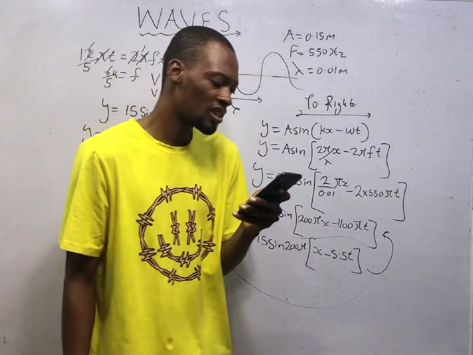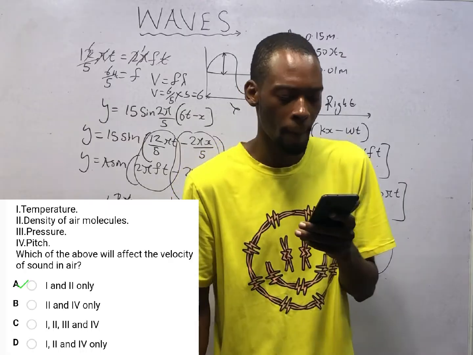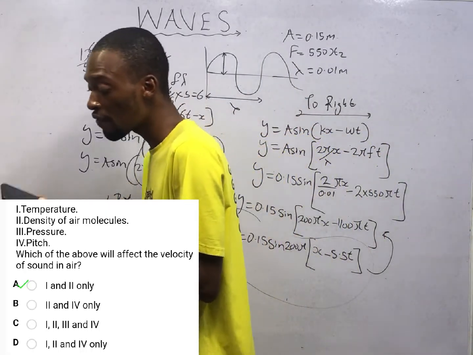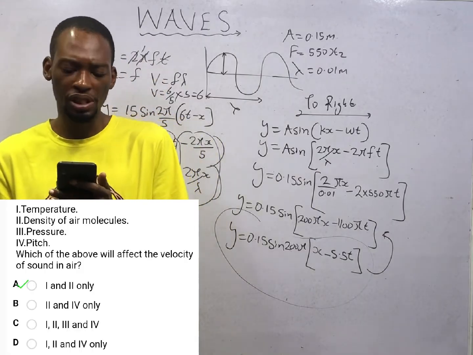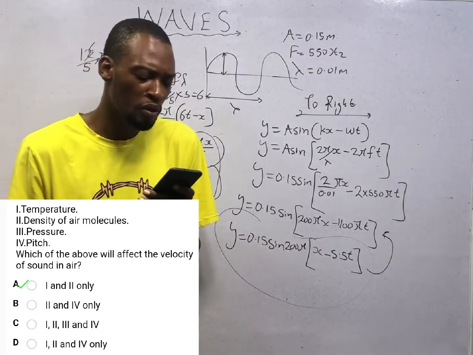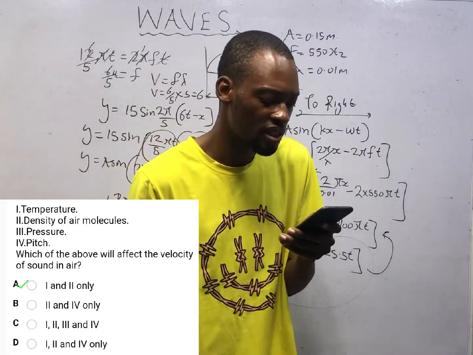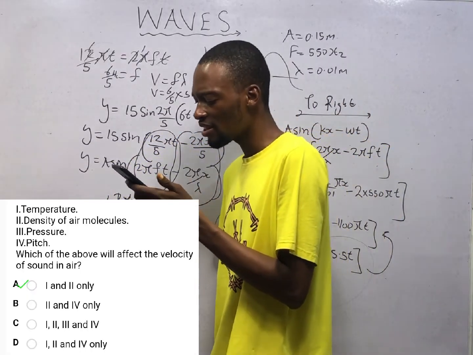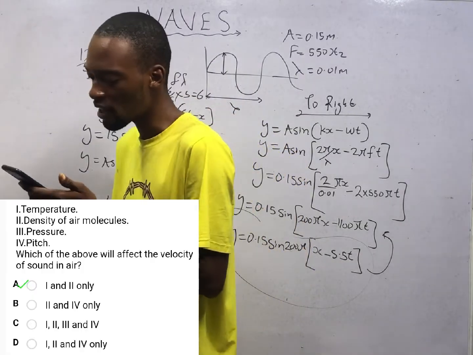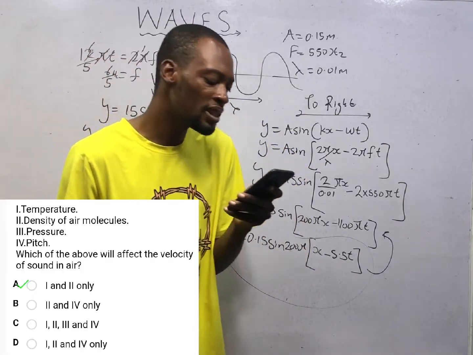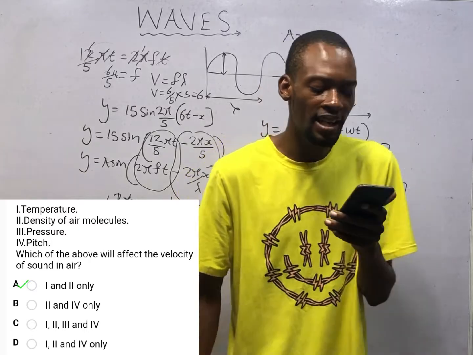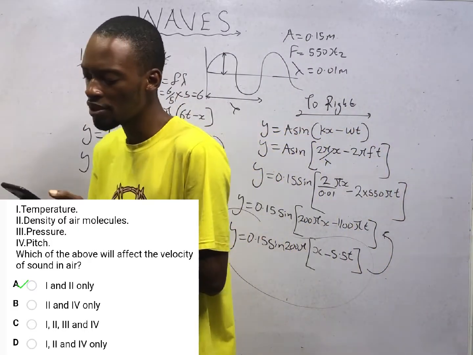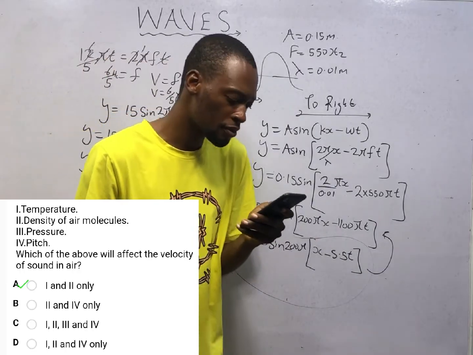And this question says: 1. Temperature, B. Density of air molecules, C. Pressure, and D. Pitch. Which of the above will affect the velocity of sound in air? The velocity of sound in air is affected by temperature, relative humidity, and density of air molecules, not pressure or pitch. So option A is the correct option.